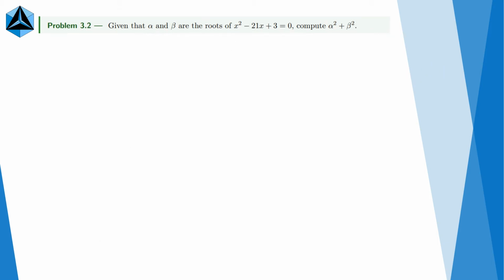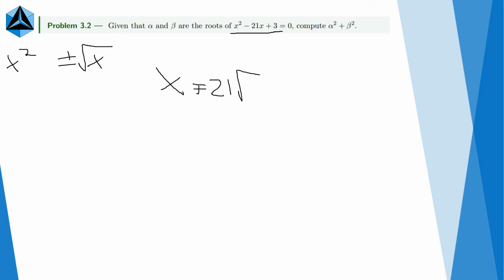This is an interesting twist on the previous problem. Instead of 1 over alpha plus 1, it is alpha squared. So let's just try exactly what we did last time. So what's the inverse of x squared? Well, that's obviously just going to be plus or minus square root of x. And so if we substitute that back into this, we get x minus plus 21 square roots of x plus 3 is equal to 0.